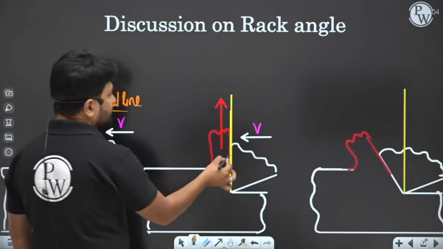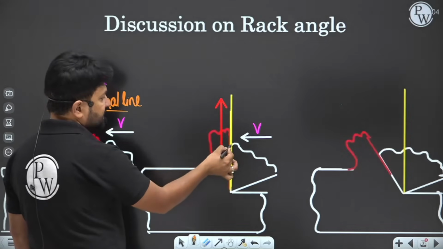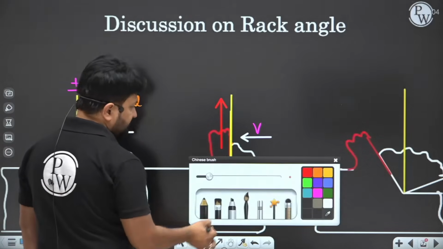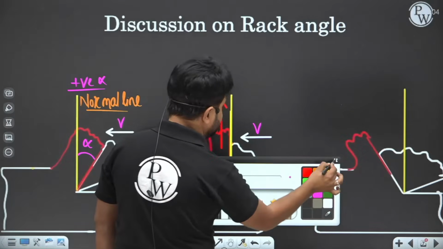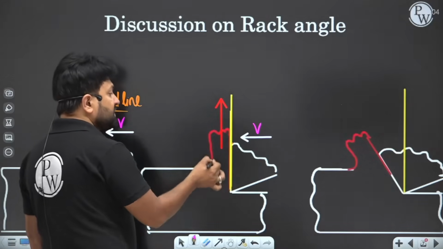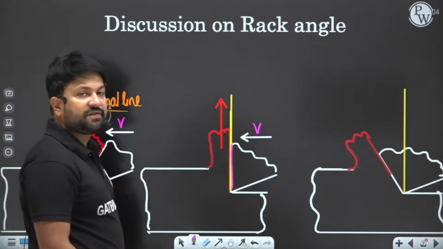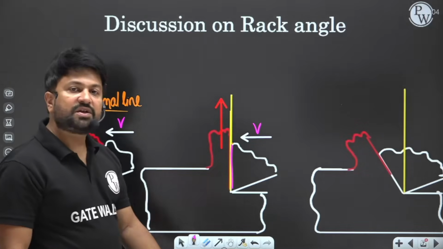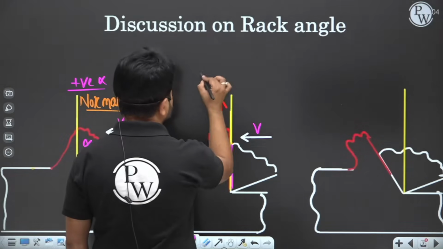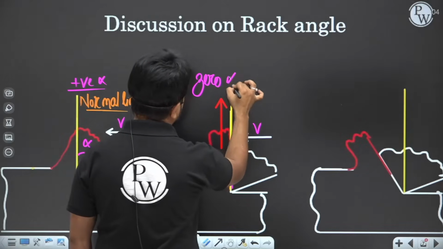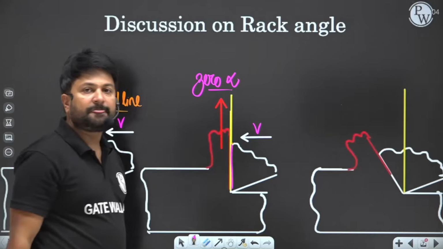So see, this is the rake face, and the rake face is that surface from which the chip is moving. Here the rake face is this, and the inclination of the rake face from the normal line or the reference line is 0. So this is a 0 rake angle, 0 alpha.